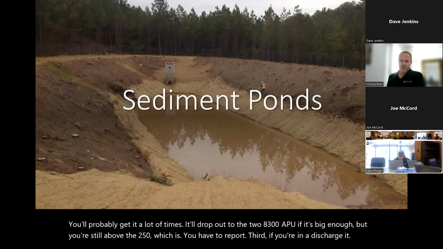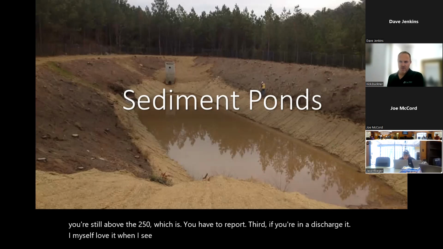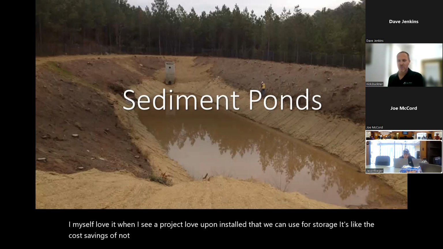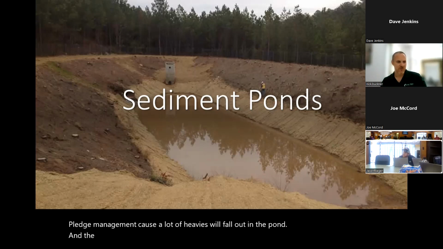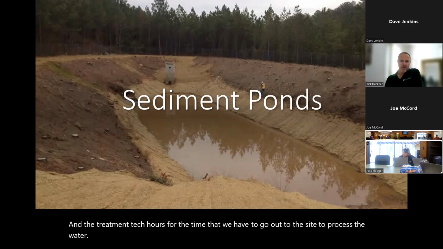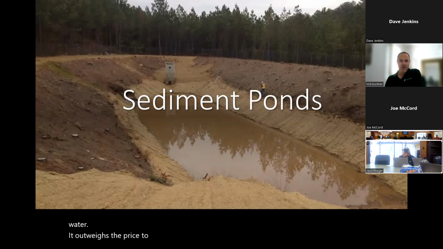I myself love it when I see a project will have a pond installed that we can use for storage. It's the cost savings of not having extra tank rental, sludge management, because a lot of the heavies will fall out in the pond, and the treatment tech hours for the time that we have to go out to the site to process the water. It outweighs the price to create a pond of at least some size.